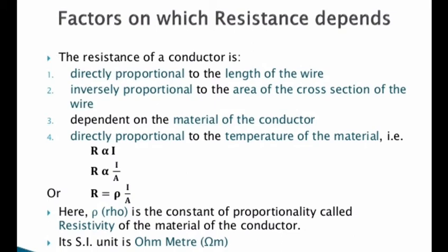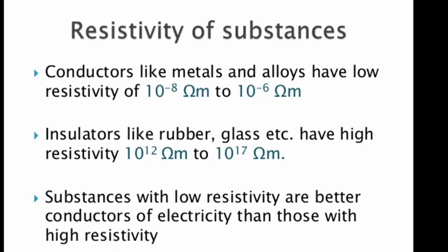So here R is directly proportional to L and R is inversely proportional to A, or we can say R is equal to rho L by A, where rho is the constant of proportionality known as resistivity of the material, whose SI unit is ohm meter. What resistivity actually is, it is nothing but the specific resistance of a conductor. That means for a conductor having unit length and unit area of cross section, the resistance of such a conductor is known as resistivity.